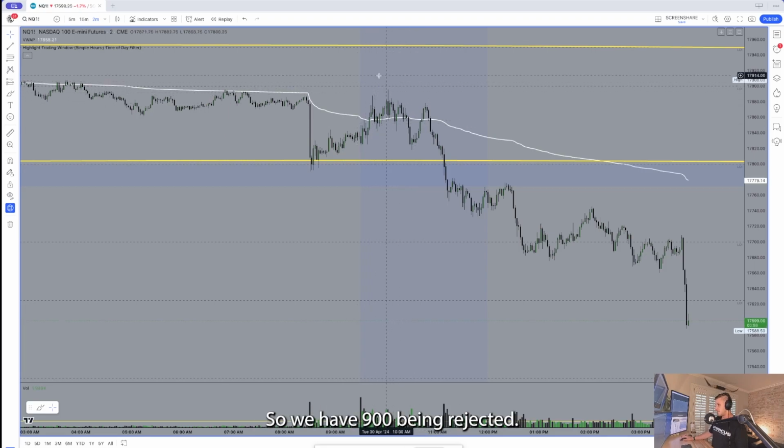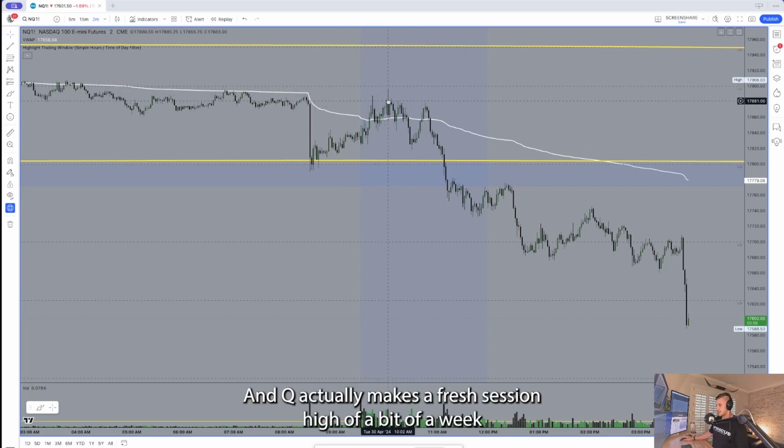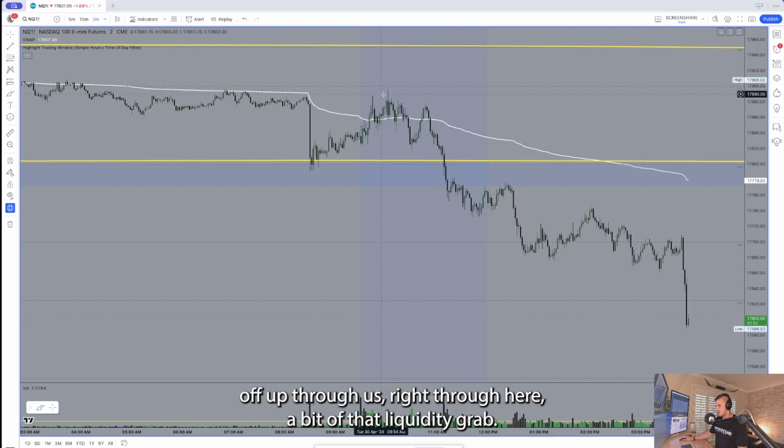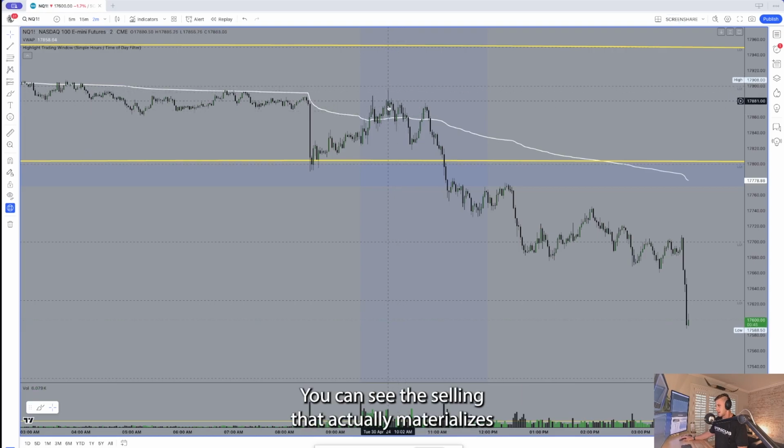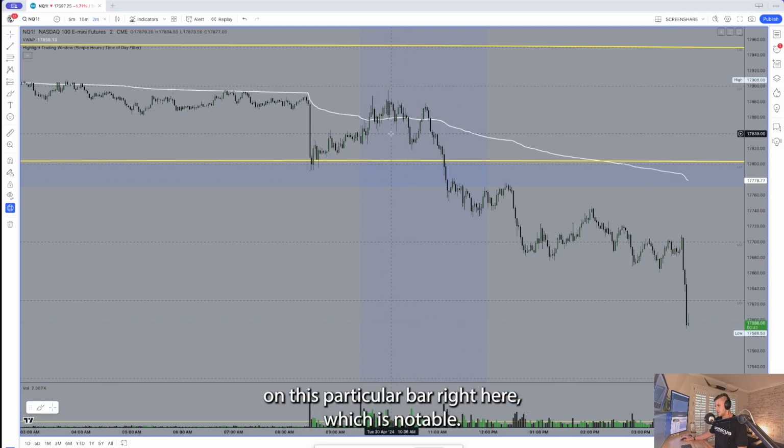So we have 900 being rejected. NQ actually makes a fresh session high. You have a bit of a Wyckoff upthrust right through here, a bit of that liquidity grab, right? That marks the session high, no follow through. You can see the selling that actually materializes on this particular bar right here, which is notable.